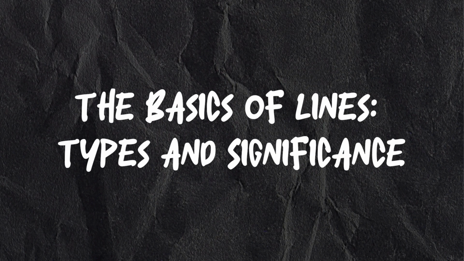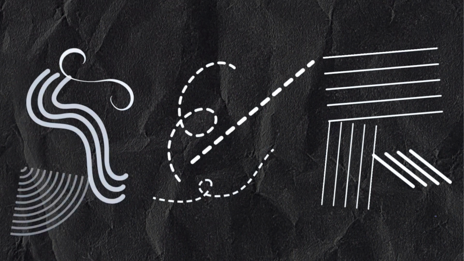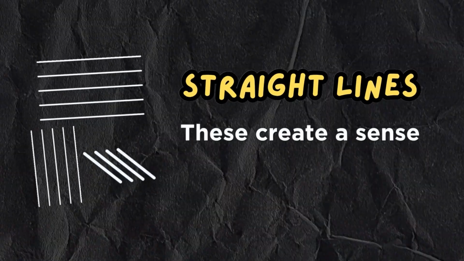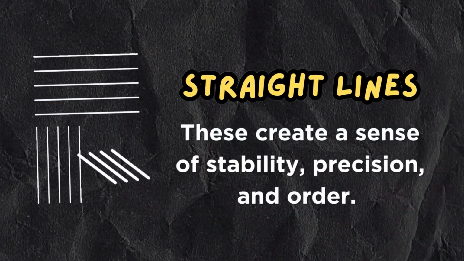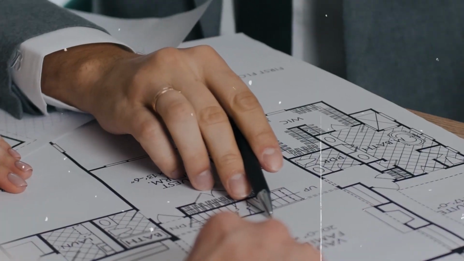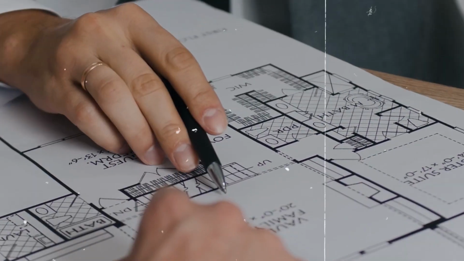The basics of lines, types, and significance. Sa second part, pag-uusapan natin ang basics ng lines sa art at ang importance nila. Una, straight lines. This creates a sense of stability, precision, and order. For example, sa blueprint, straight lines convey structure and accuracy.